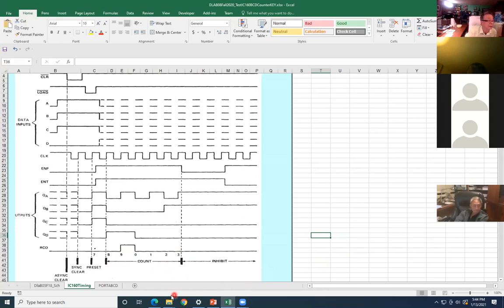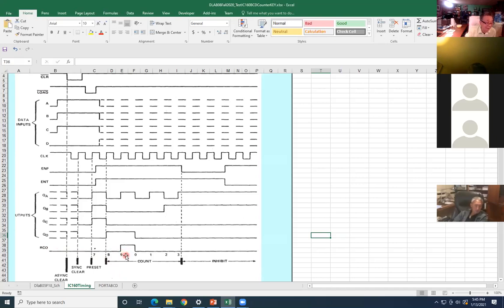Now, let's see, you can get RCO. That means the output. Okay. That means carry out. They will normally be 0. See that? When do they go high? At the end of the count. Okay. That's what provides your positive clock transition for U3.